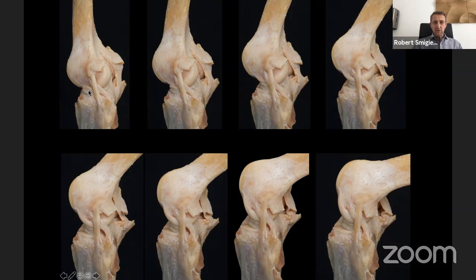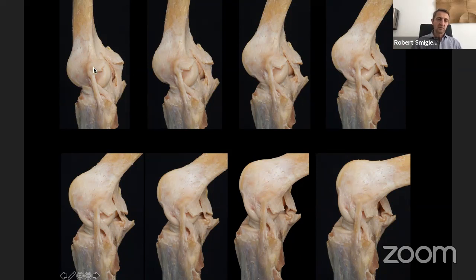The lateral meniscus, which is here at 90-degree flexion, moves approximately 1 centimeter backwards, which is not a small distance, it's quite a big distance. If we take the whole distance of the lateral tibial plateau, on average 4 centimeters, it's like 25% of the whole lateral tibial plateau, from full extension to around 90-degree flexion.